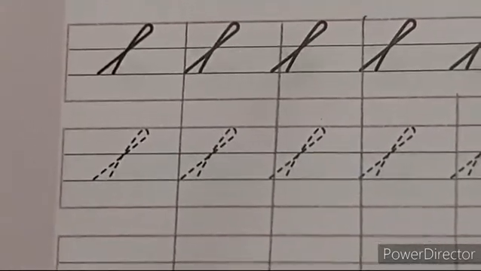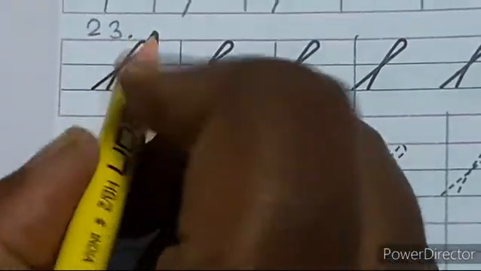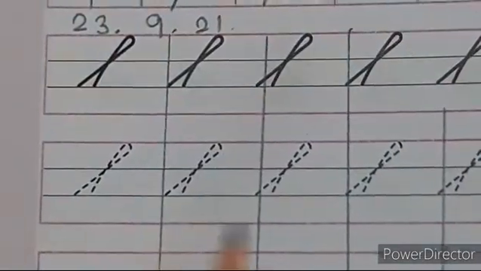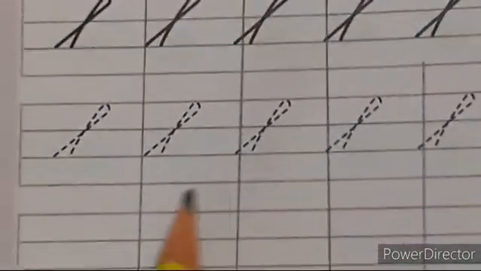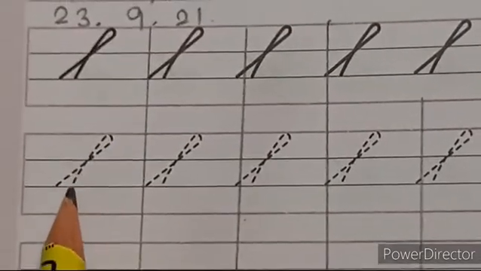First mention the date, children, that is 23. First write the date, 23/9/2021, and then you have to draw the lines like this in between each stroke. So now look at this tracing, children.